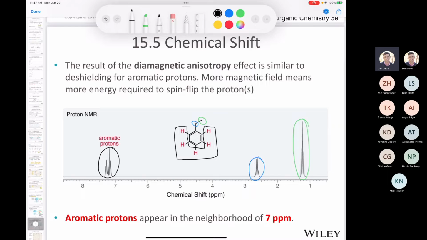And thus, in order to get the protons to come into resonance, we have to apply a high energy frequency. And so that's why these are shifted so far downfield. Give me a thumbs up if you're with me on the concept of that.